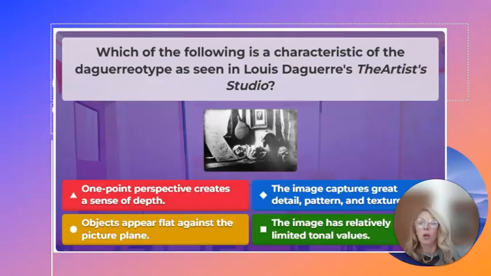Number two, which of the following is a characteristic of the daguerreotype as seen in Louis Daguerre's The Artist's Studio? The correct answer is the image captures great detail, pattern, and texture. Pictures never looked like that before, which is weird for us these days, right?